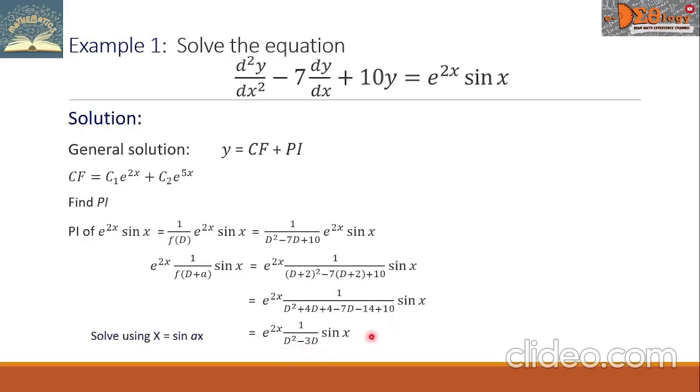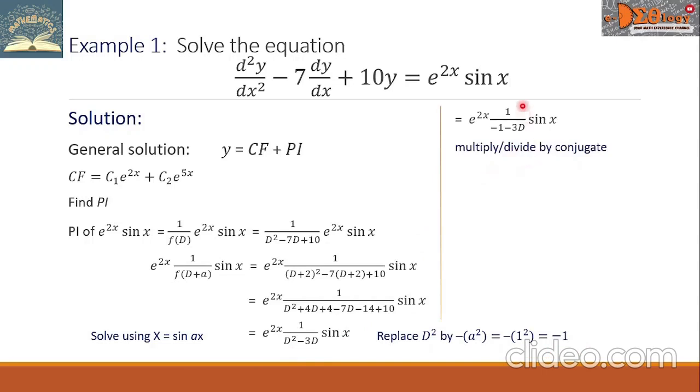At this point, we're going to solve 1 over D squared minus 3D with respect to sine x. Remember that we are replacing D squared by the negative of a squared. The value of a is the coefficient of x in the angle of the sine, and so a is equal to 1. So we have the negative of 1 squared. When we simplify this, it becomes negative 1. So D squared becomes negative 1.